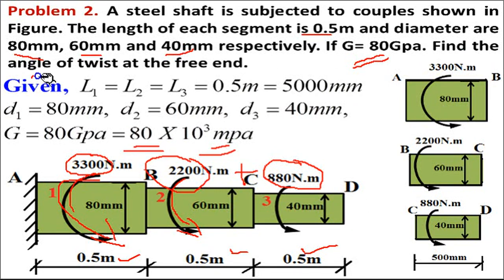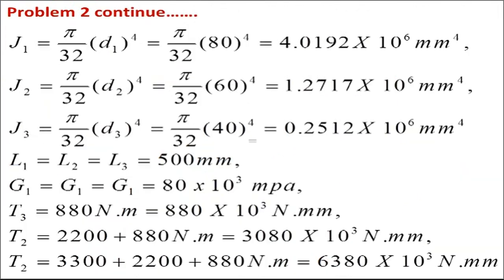Now you have to find the angle of twist at the free end, meaning we have to find out the total theta at the free end. So this is a shaft in series, which means to calculate this total theta, you have to add theta 1 plus theta 2 plus theta 3. And the torque in each bar will be: on the first shaft it is 880, on the second shaft 2200 plus 880, and on the third it will be the addition of all three torques.